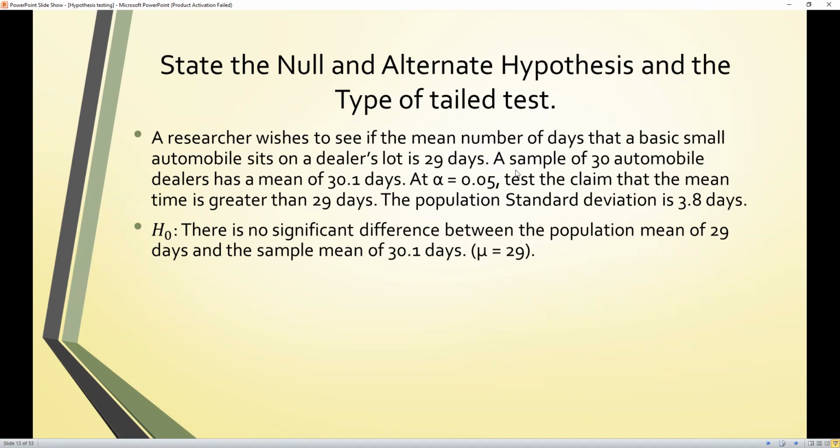This is the test, basically. So it took a sample of 30 automobile dealers, and the mean number of days showed was 30.1. So now we are comparing the 29 days and the 30.1 days.